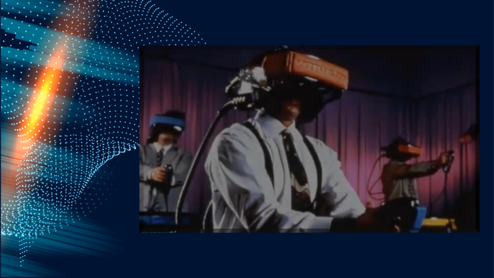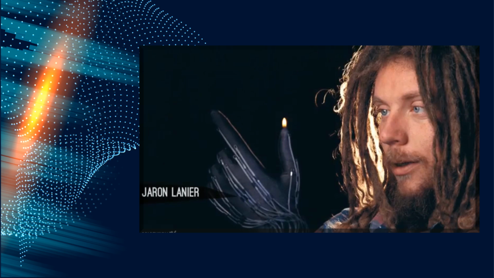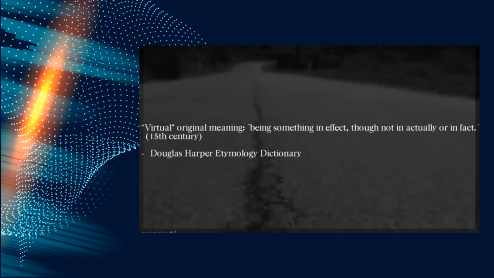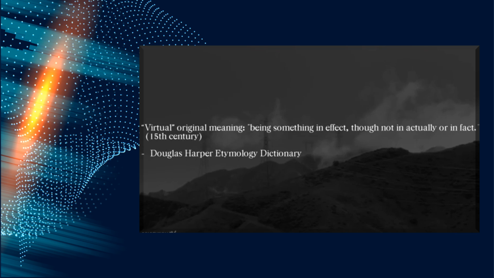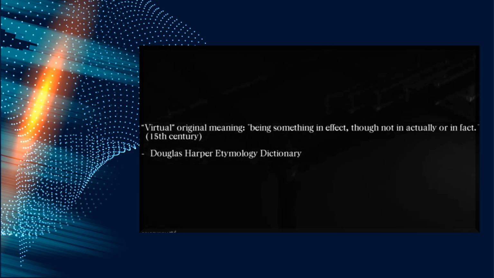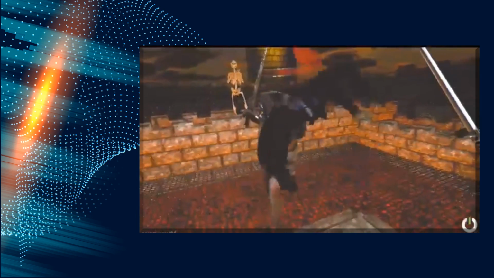It wouldn't be until 1987 when the actual term virtual reality was coined. The term was the brainchild of Jaron Lanier, an American computer philosopher and computer scientist. Let's break down the actual meaning of virtual reality. Virtual means being something in effect, though not in actuality or in fact. This is from mid-15th century English. So in other words, ideally, VR is an approximation of our reality that is digital, but not reality itself.